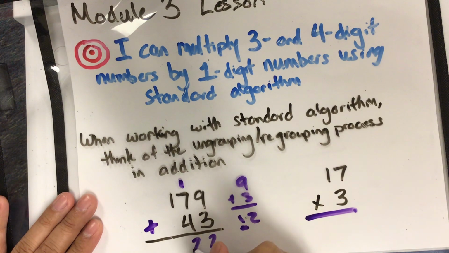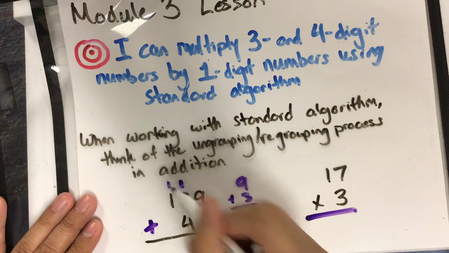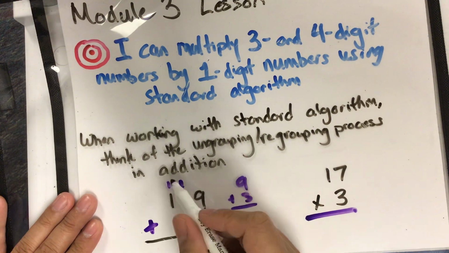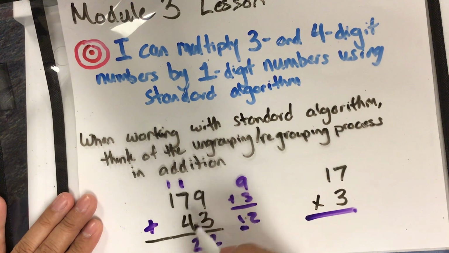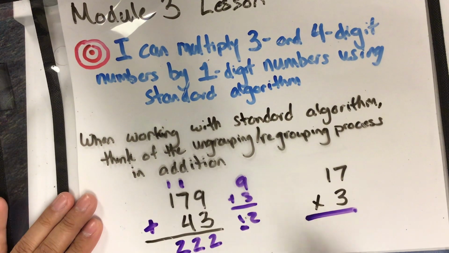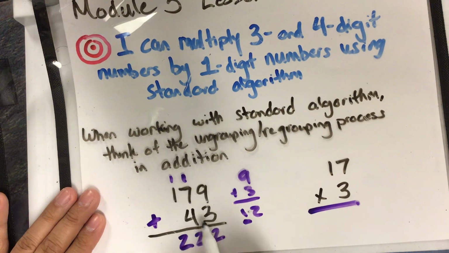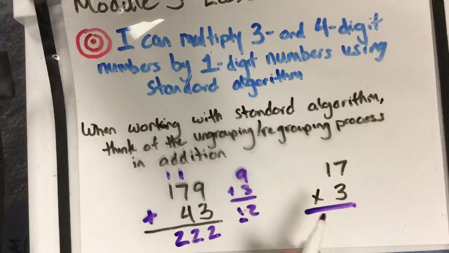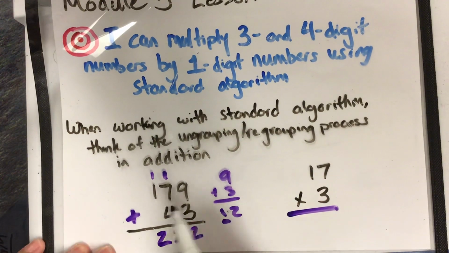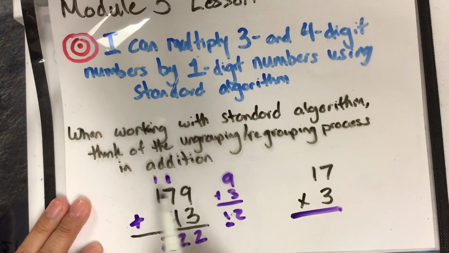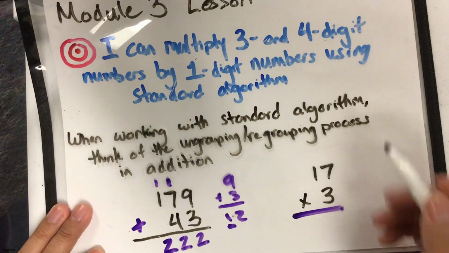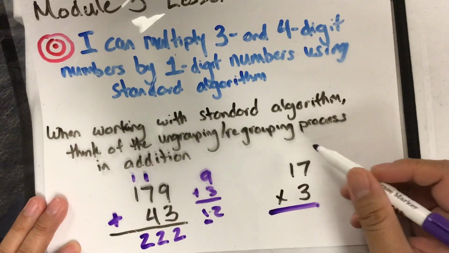Well, then that means I have 2, and then we carry a 1. So then now we have 100 plus 100 equals 200. So that's the ungrouping and regrouping process we've done earlier in math today. If you don't understand how to do this, let me know and I'll show you another video on how to do that. So what will that look like for multiplication?